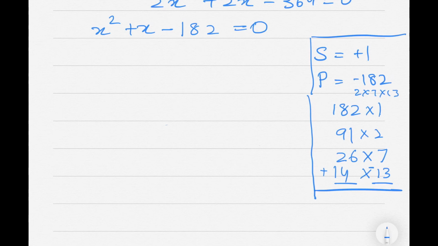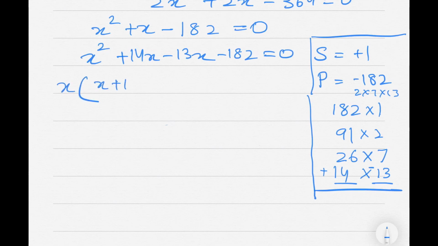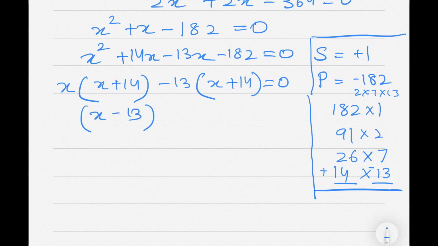So I can split my middle term now. So my middle term would be x square plus 14x minus 13x minus 182 is equal to 0. So x is common here, x plus 14, then minus 13 is common, and x plus 14. Okay, so I have got here my two factors. So my two factors of this equation are x minus 13 and x plus 14 is equal to 0. So therefore I know that x is equal to 13 or it is equal to minus 14.